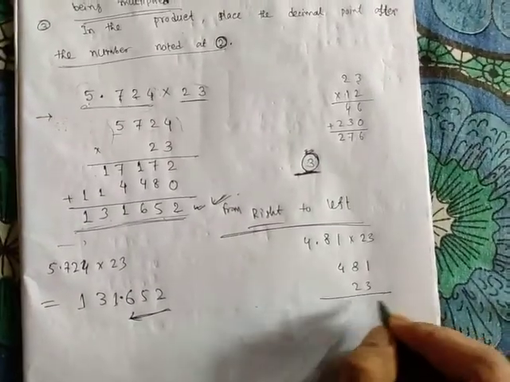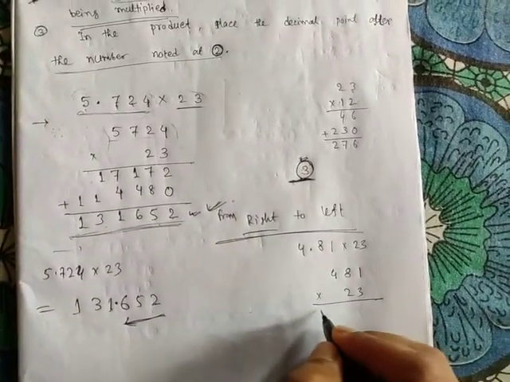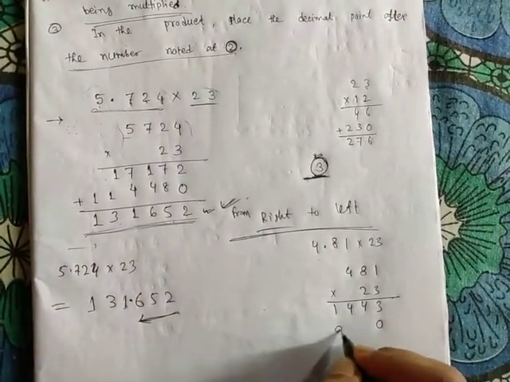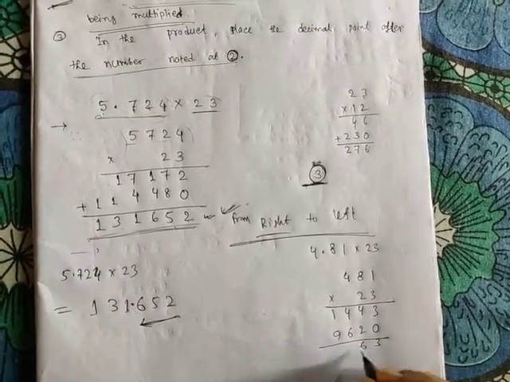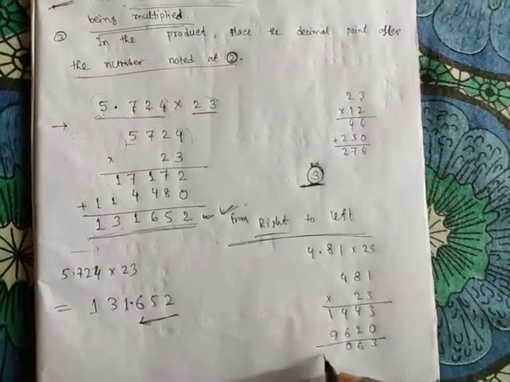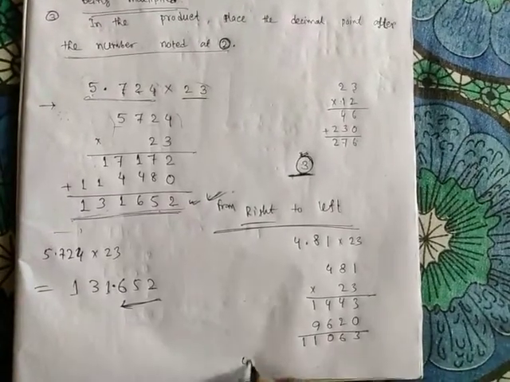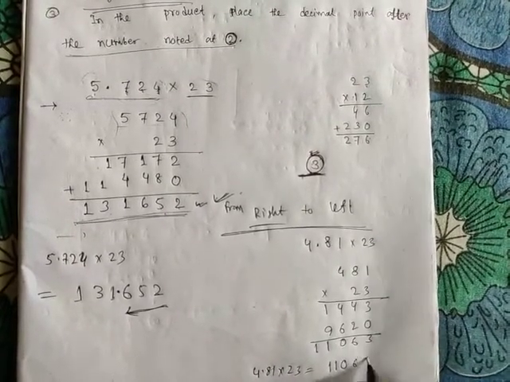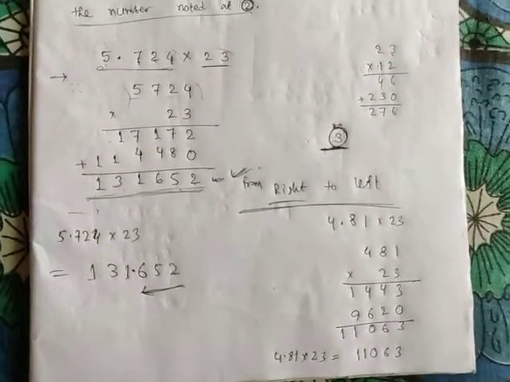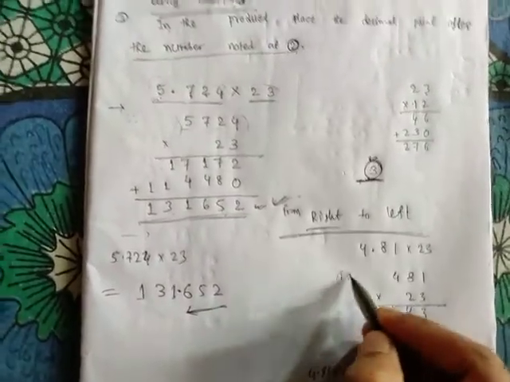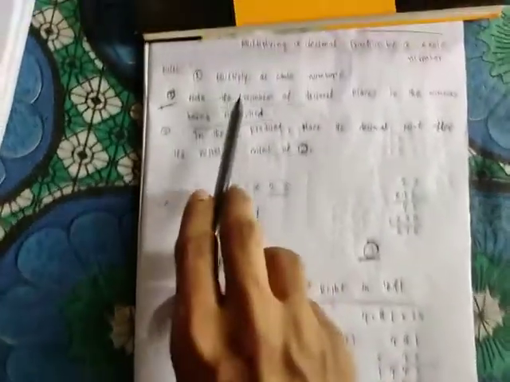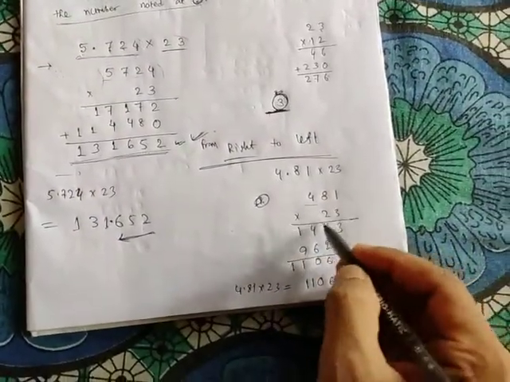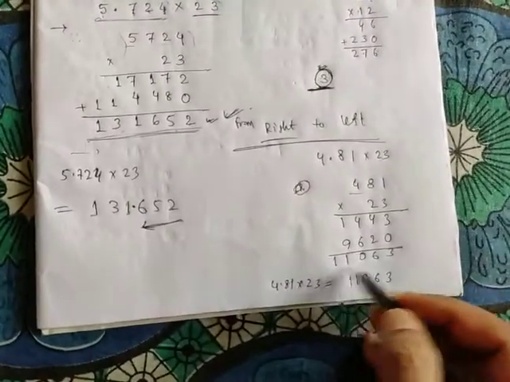Then multiply by 23. It will be 1443, then 0, and 9620, and adding gives 11063. So 4.81 into 23 is equal to 11063. This is the first step, the first formula: multiply as whole numbers. I have done the multiplication as whole numbers because there are no decimal points.